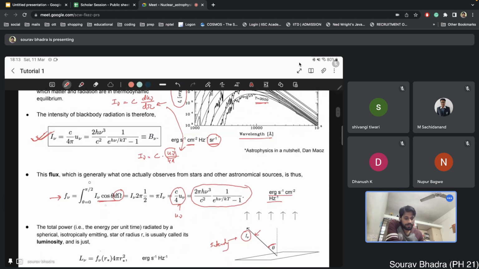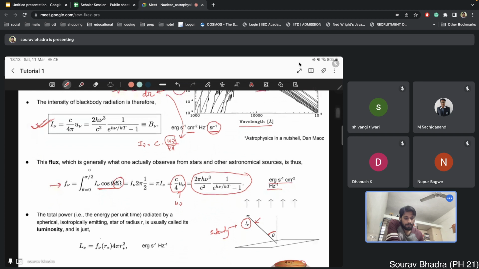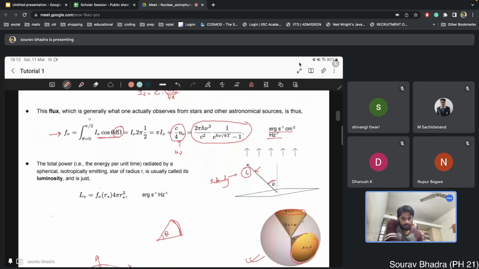So this was the flux. Flux means, this F nu means you have a star and you are considering a sphere around the star, radiation is going through that surface, and this F nu is the flux which is going through that surface.